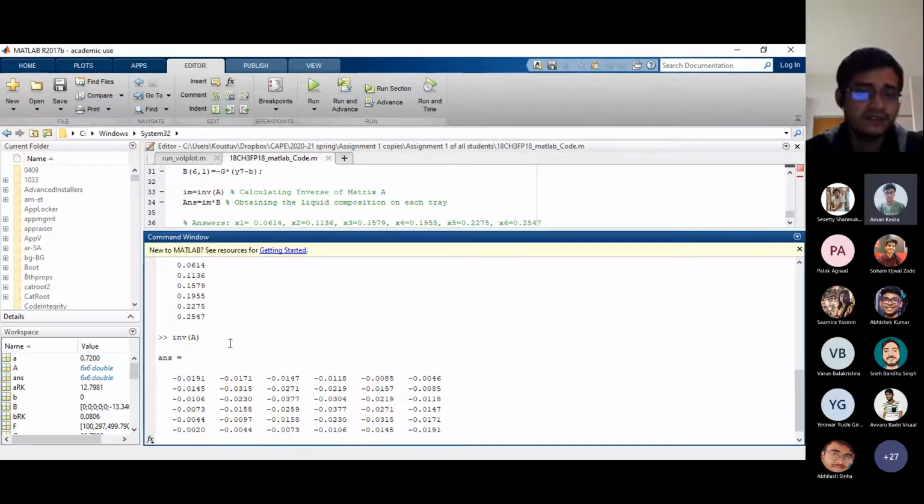And if you see the inverse matrix, all the elements are non-zero, and that also makes sense because each tray is affected by the previous tray or the next tray. In fact, the nth tray is affected by the change in the (n minus 1)th tray, like this. So this is how we can solve this kind of problem.